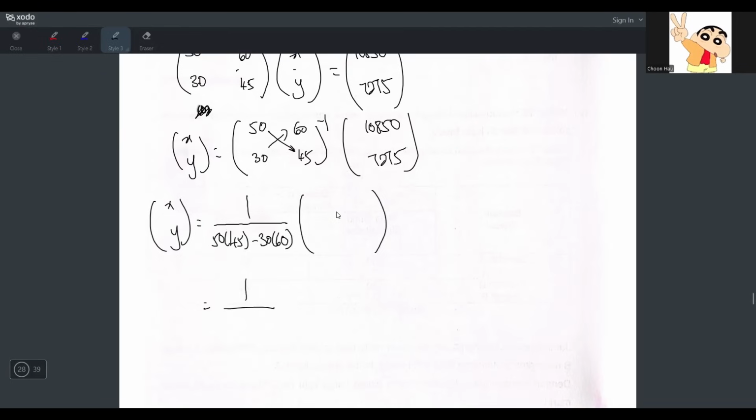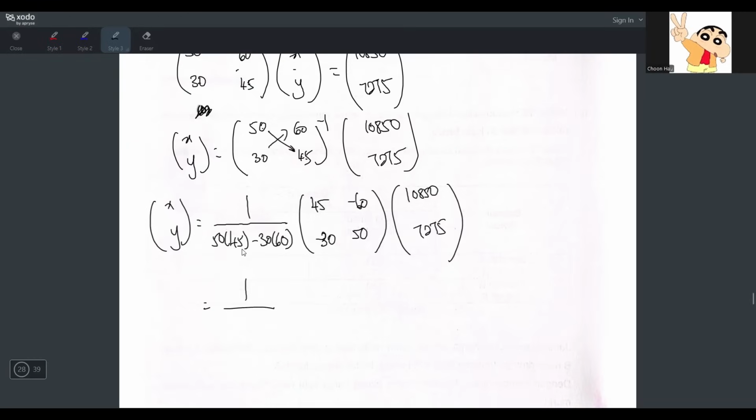So after you take 1 over 50 times 45 minus 30 times 60, now you have to take what? Just now you take 50 times 45 first. So this pair of numbers you have to switch place. So it becomes 45, 50. That's the formula. And then the next pair, 30, 60, you have to change the sign. 60 becomes negative 60, 30 becomes negative 30. And don't forget there is one more matrix here, 10850, 7275.